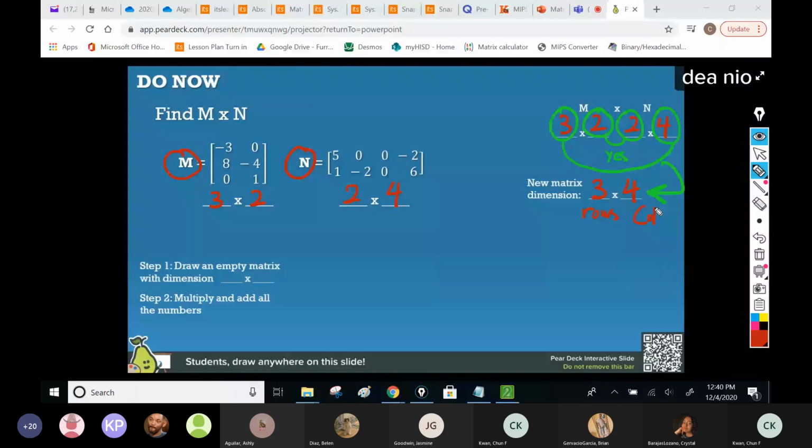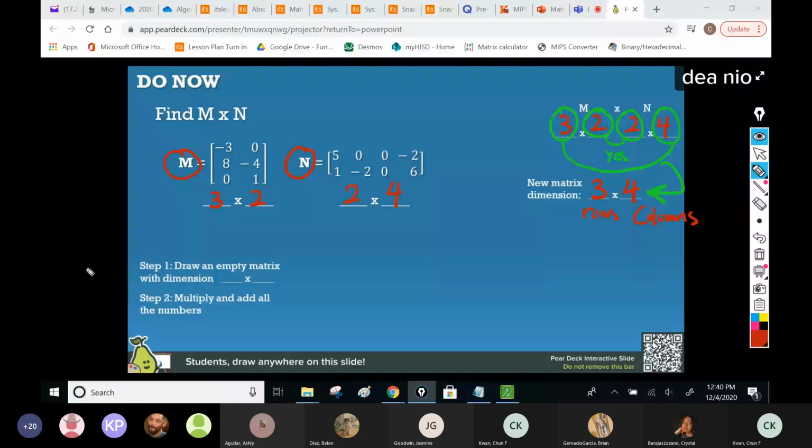Don't multiply this. This is not 3 times 4, guys. A couple of you guys tell me the answer is 12. I don't know what you're talking about. This is not a multiplication. This is 3 rows by 4 columns. Don't multiply it.